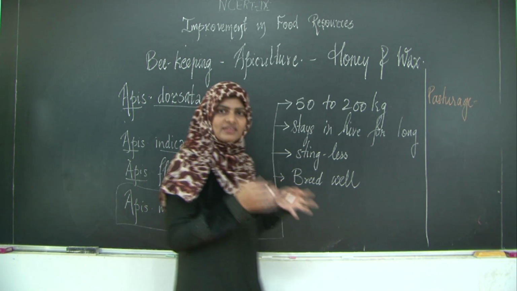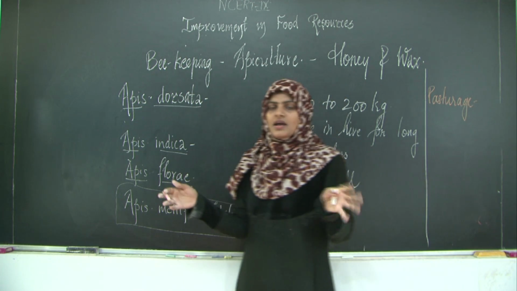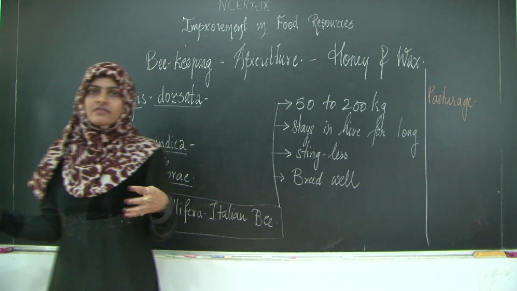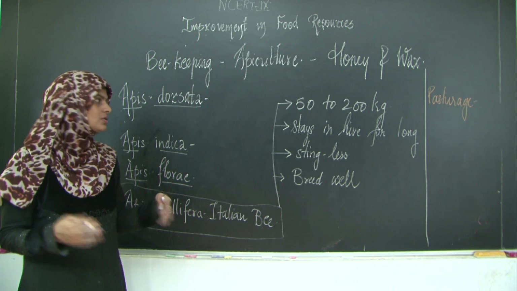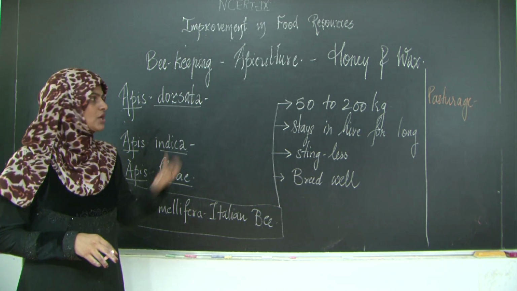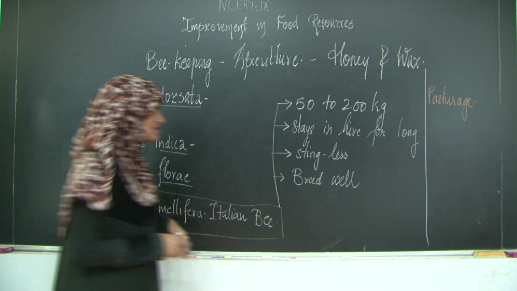If I have only 1 kg of flower nearby, or only 1 acre of land, the flowers are less, and in the same place if I have 3 to 4 acres of land with good quality flowers, then the flowers are more, so the nectar will be more, so the honey production will be more. So, pasturage, that is the type of flower and the quantity of the flower, is important.